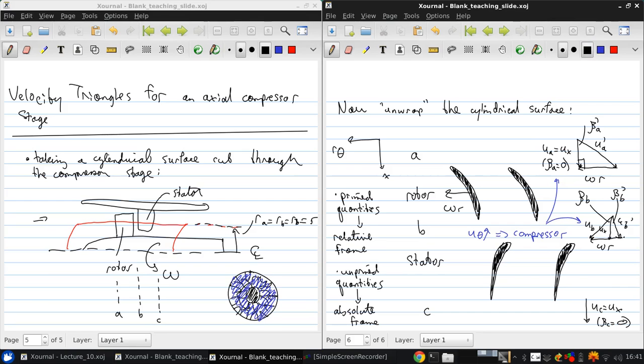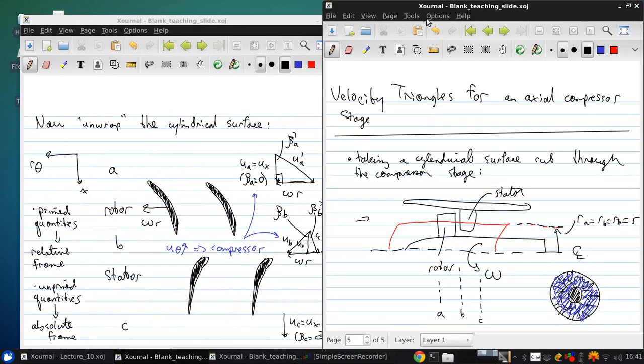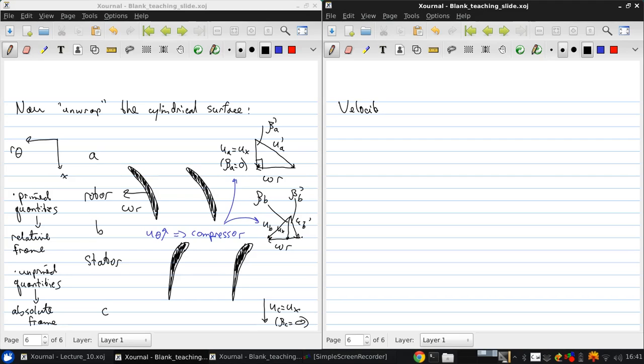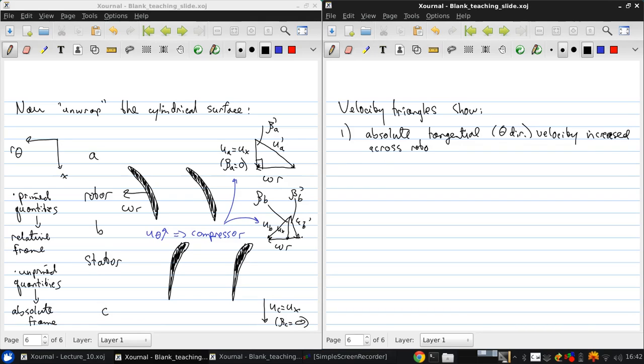Now, these diagrams of velocity vectors at each station are what we call velocity triangles. And these allow us to see two things. One, that, as I just mentioned, the absolute tangential, theta direction velocity increases across the rotor. And two, that the tangential velocity decreases across the stator.